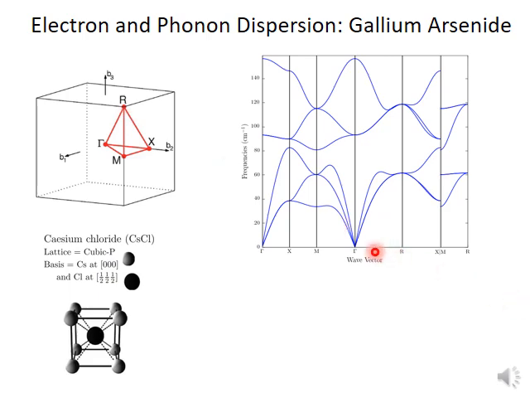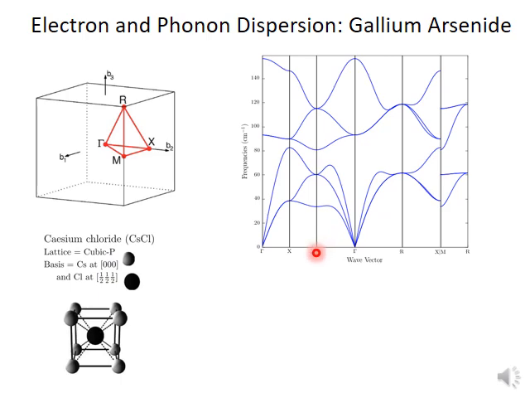As you move along this line, or as you move from gamma to R, the wavelength decreases until at R, the wavelength is exactly equal to the interatomic distance or interplanar distance along the 1-1-1 direction, and that's where the dispersion becomes flat. And this gamma to M would represent the case where the wave is propagating along the 1-1-0 direction.